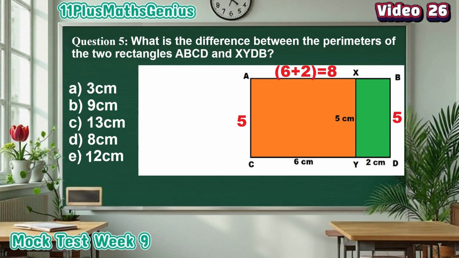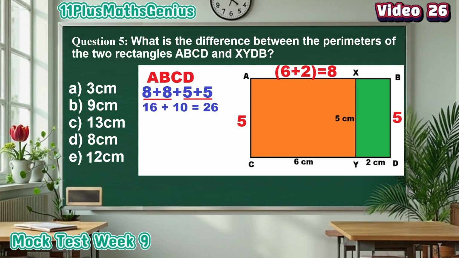Let's find out rectangle ABCD's perimeter. You know that on the bottom, the orange one is 6 centimeters and the green one is 2 centimeters. And if we add them up, we get 8 centimeters as our length. And so on the top, it's also 8 centimeters. Now, we know that on line XY, we can see that it's 5 centimeters. And line AC and BD is also 5 centimeters, since it's a rectangle. So we know that both lines are 5 centimeters.